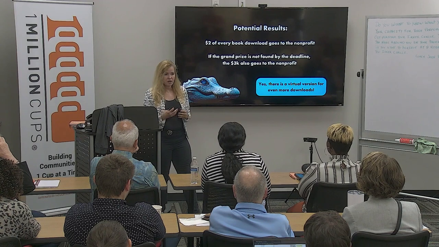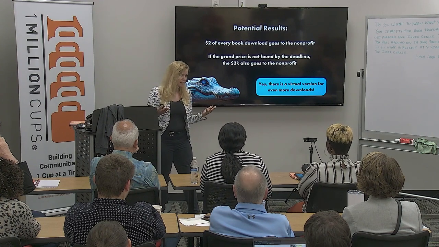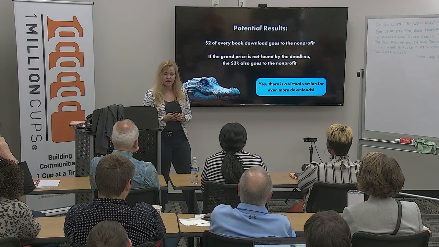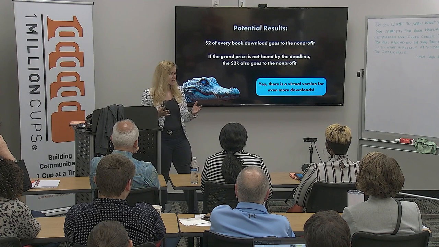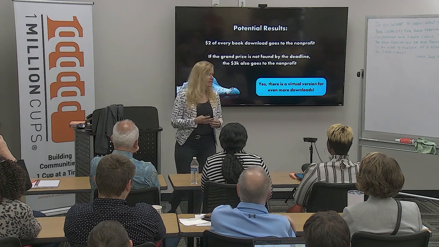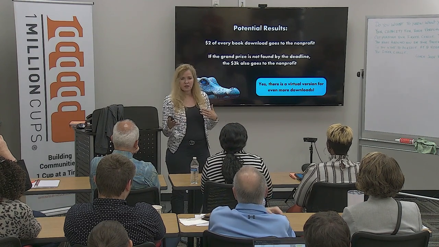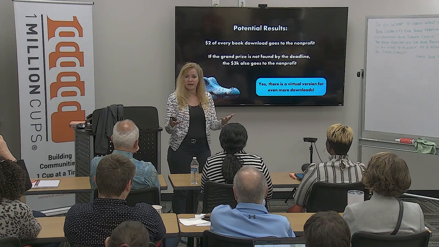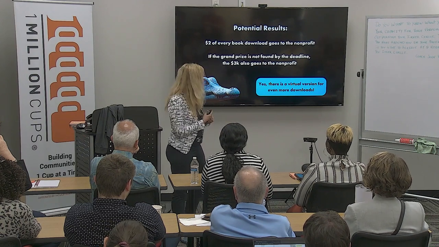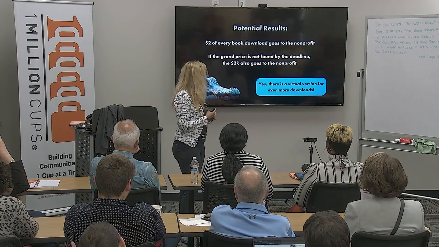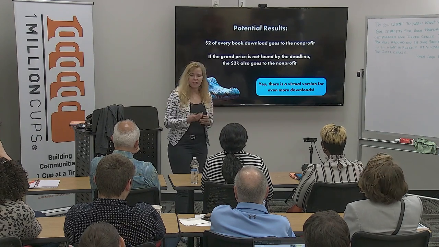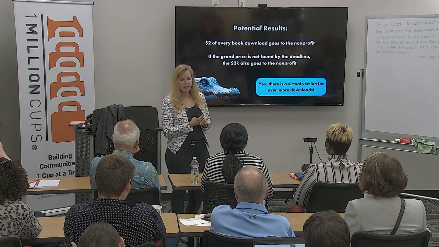So the potential results of this, right now, because it's a beta test for us, is that just about all of the royalties we book, it's on Amazon, $2 go to Second Harvest Food Bank. We would like to, if this does work this time around, scale again next time, go with a traditional publisher, where we then can provide a greater royalty to Second Harvest Food Bank or to a nonprofit that's going to be duplicated. If the grand prize is not found by the deadline, the $3,000 also goes to the nonprofit.